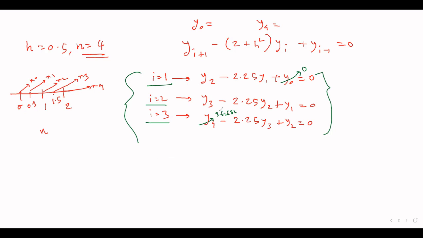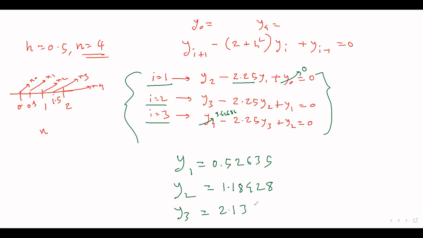So we have an equation. If you do not like decimal points, you can multiply by 4 on both sides. Anyway, finally we have three equations, a system of linear equations. We can solve this system using any known method. I'm not going through the solution process, but eventually we would get y1 equals 0.52635, y2 equals 1.18428, and y3 equals 2.13829.